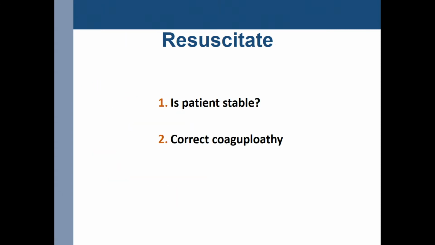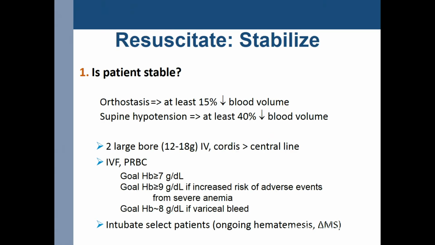So now that you've done a thorough and targeted history and physical exam, it's important to resuscitate them adequately before anything gets done. So the two questions are, is the patient stable? And then the next issue is, do we need to correct any coagulopathies? In terms of whether or not the patient is stable, if somebody is orthostatic, this implies at least a 15% loss of blood volume, while if the patient is having supine hypotension, this implies at least a 40% loss of blood volume.